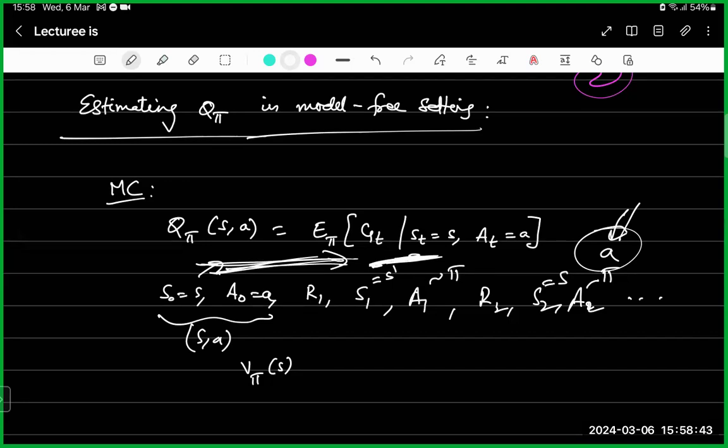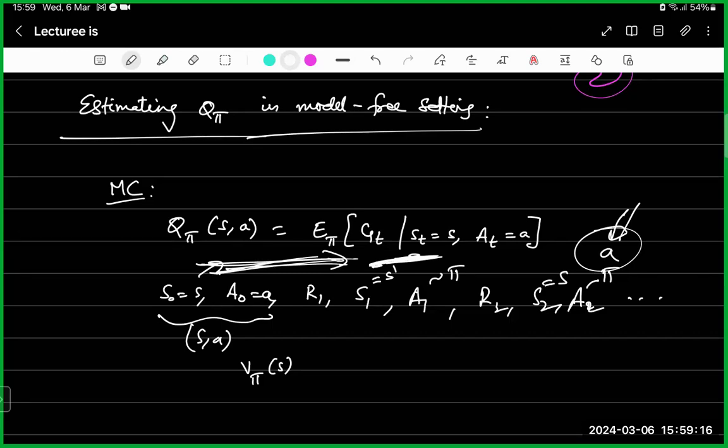You understand this point? So initially you are getting one sample only for s comma a, because whenever you visit s again, you are not acting according to a, you are acting according to pi. If you try to act according to a, you won't get any sample at all, because the return from the starting point won't be equal to q pi of s comma a, because for the rest of the time you are not playing according to pi. So this is a problem which you will face.